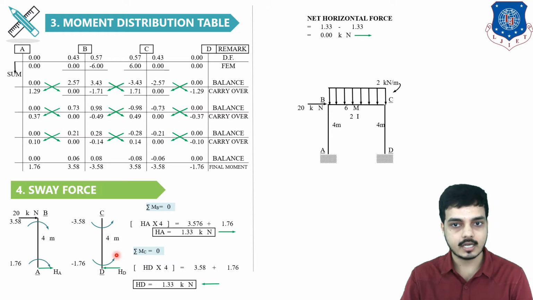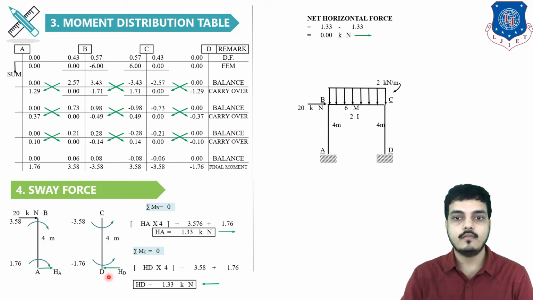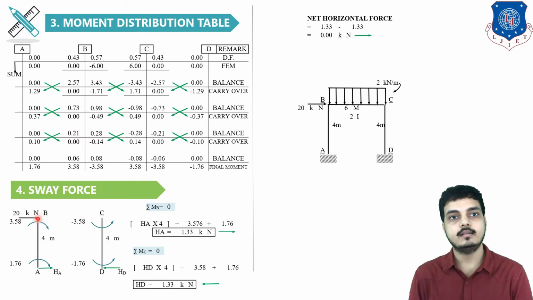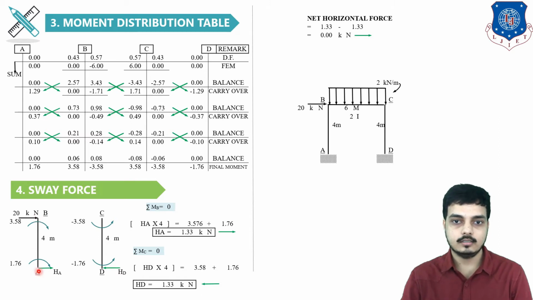Now we have to find out the horizontal reactions, which are HA and HD, at joint A and joint D respectively. For calculation of HA and HD, we will be using basic rules. Summation of moment at B equals 0. Means we are standing over here and taking the algebraic sum of moments at B as 0. So HA multiplied by 4 is going anti-clockwise at point B. HA multiplied by 4 equals both clockwise moments, means this 3.58 plus 1.76. So ultimately I am getting my HA value.